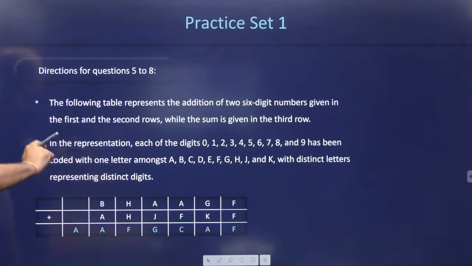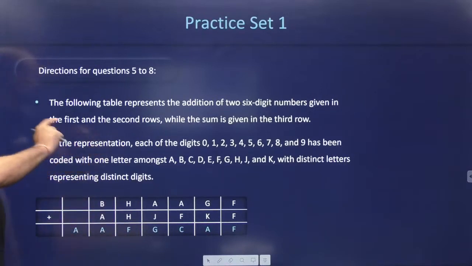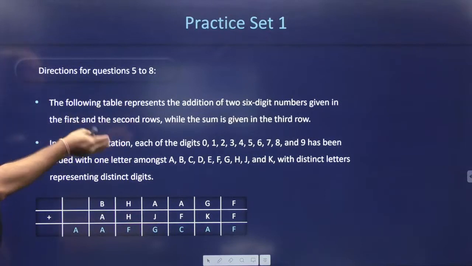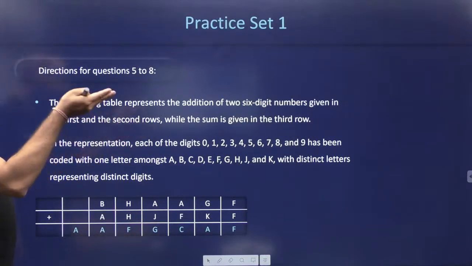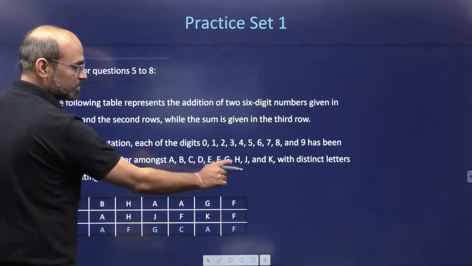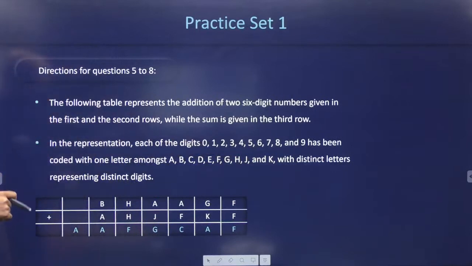So you have to understand which letter represents which digit. It's given that in the representation, each of the digits from 0 to 9 has been coded with one letter amongst A, B, C, D, E, F, G, H, I, J, and K. So if you count the total number of letters here, we have 10. And the total number of digits also we have is 10. Okay. Here each letter represents a distinct digit. So which letter represents which one?